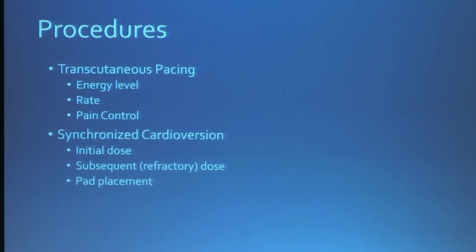So we now have transcutaneous pacing. You can follow the energy level that we recommend to start at. It has the rate, and it has pain control. For synchronized cardioversion, initial dose we had, but we didn't have subsequent doses. So the link was always there, but hiding. And also didn't have the pad placement in both places. So for synchronized cardioversion we prefer an AP placement. Manufacturer prefers that too. You get better luck.